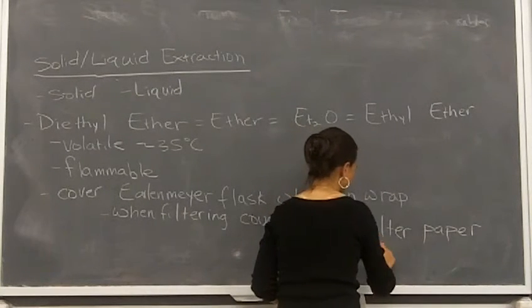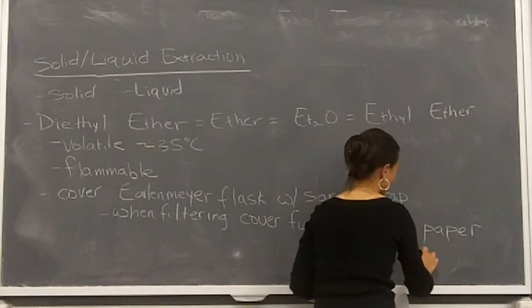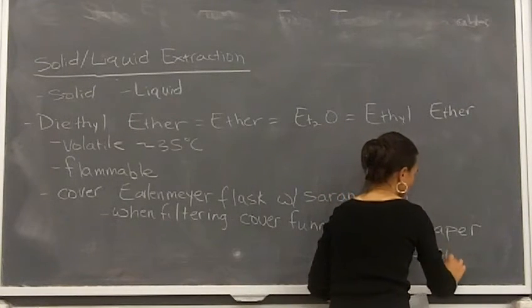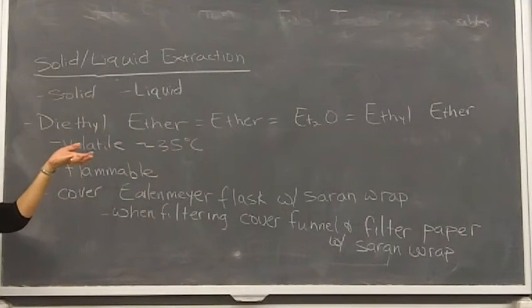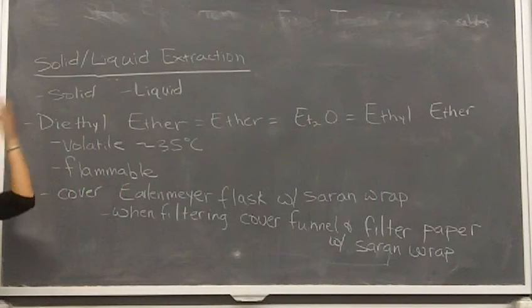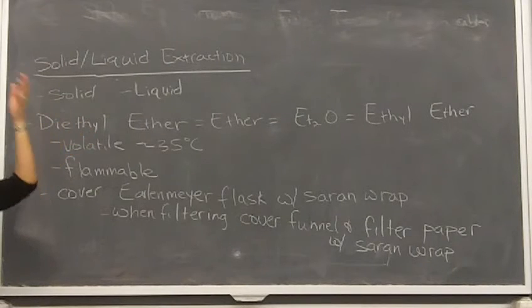Because if it evaporates, what happens when we're filtering is it's going to get trapped in the solid nutmeg and precipitate out with the solid nutmeg instead of going through with the filtrate. And we want to keep it in the ether filtrate, okay? So you got to be really careful to keep everything covered in saran wrap, and when you're filtering, keep everything covered in saran wrap so it doesn't evaporate on you, all right?